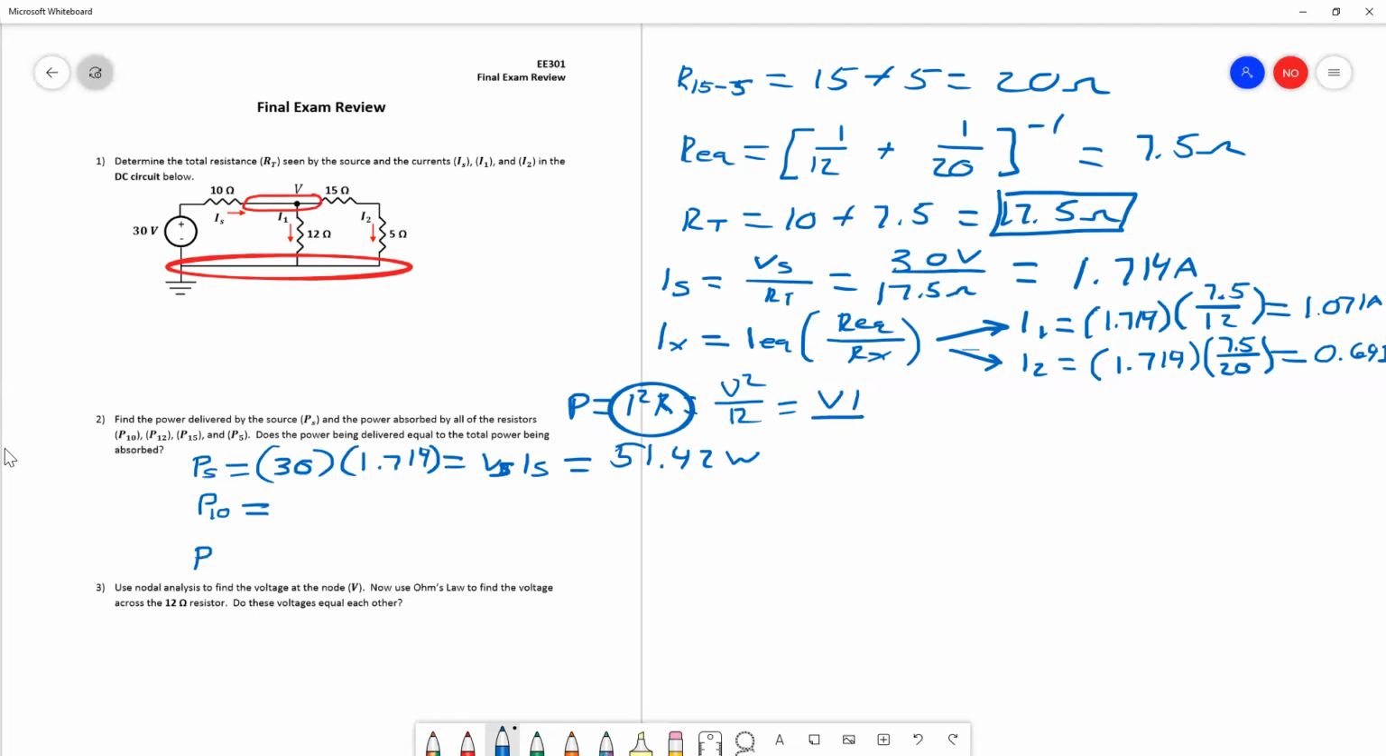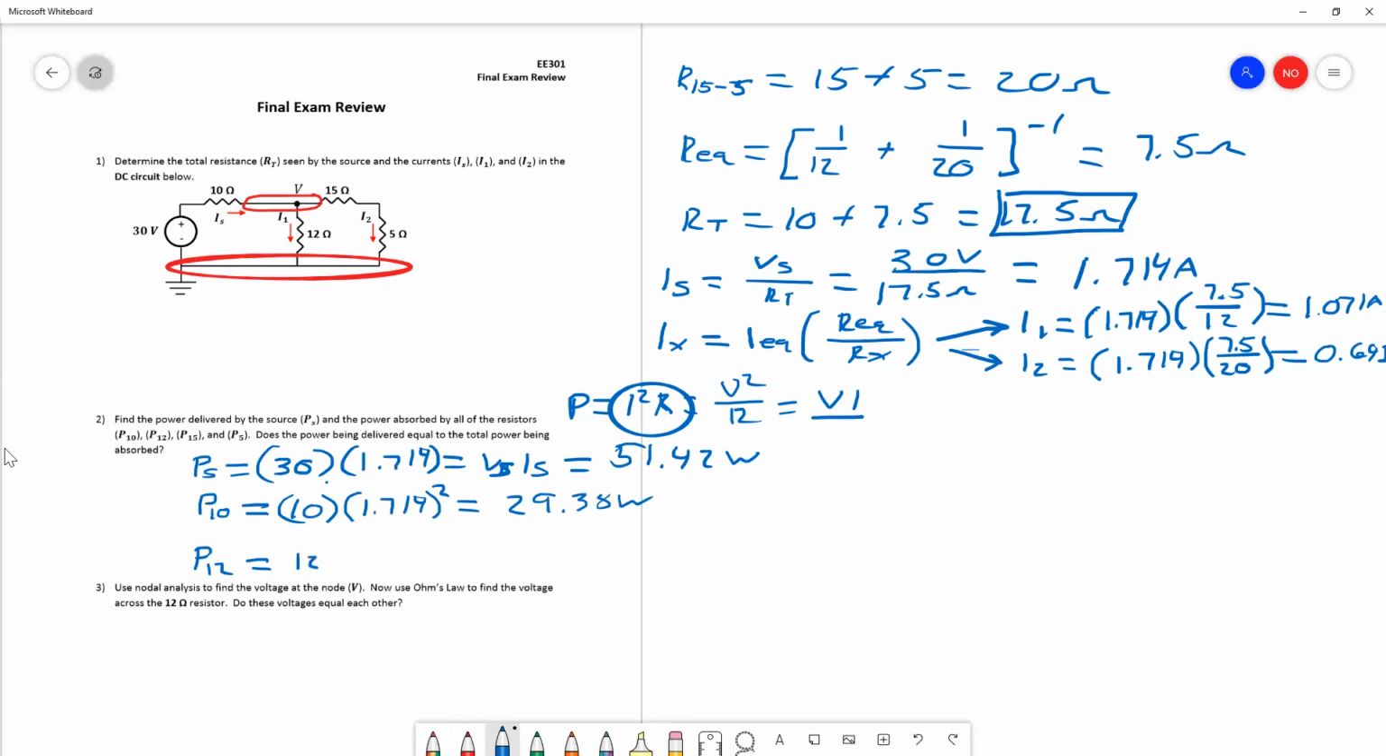Now, the next step is to solve for the power of the 10 ohm resistor. For all of these, we will just plug in the resistance and then the corresponding current to match that resistance. In the case of the 10 ohm resistor, if we look in the circuit, the source current is going through it. So that will be 10 times 1.714, and current in this case is squared. Remember that. So that will give us 29.38 watts for the 10 ohm resistor.